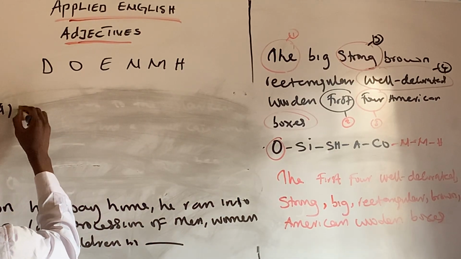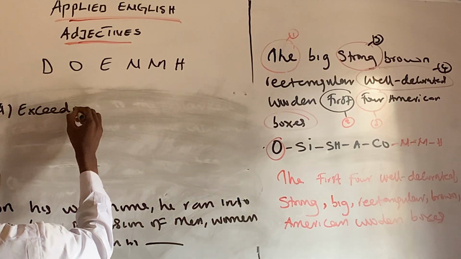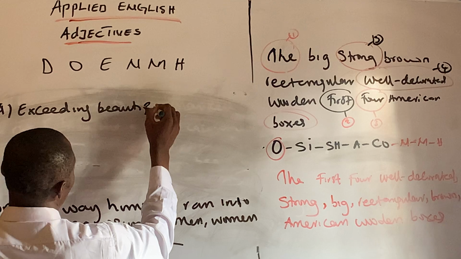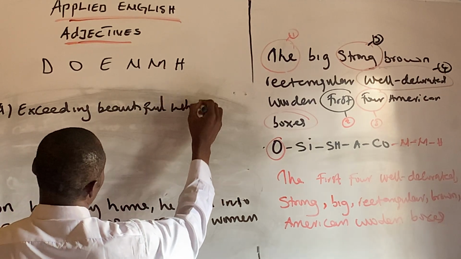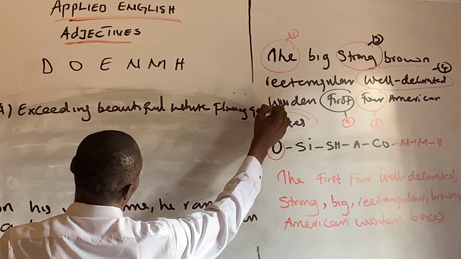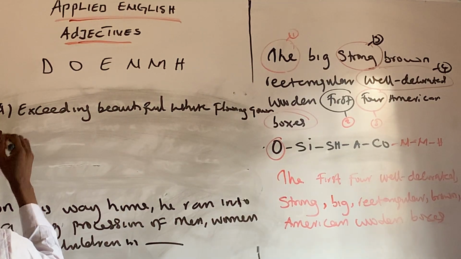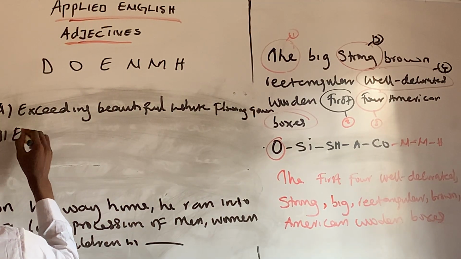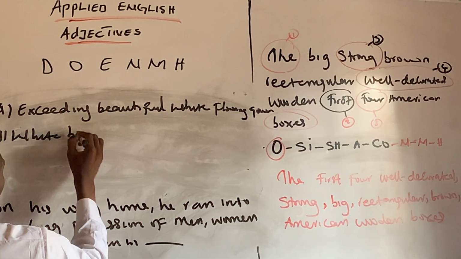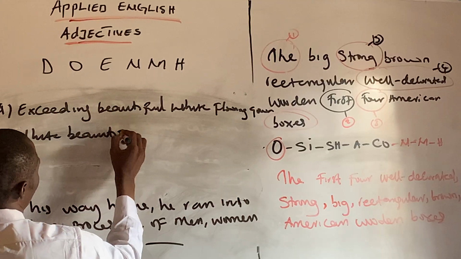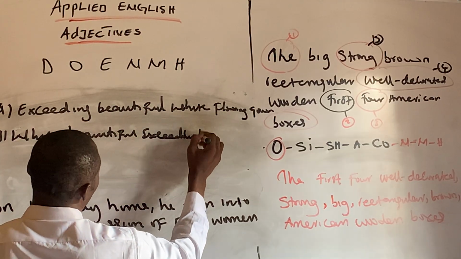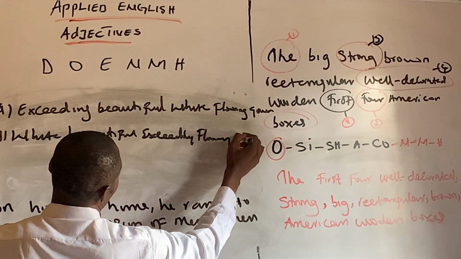A, exceedingly beautiful white flowing gown. B, white beautiful exceedingly flowing.